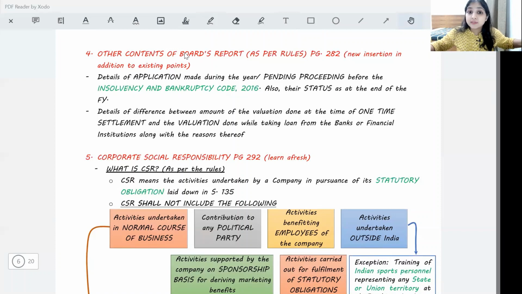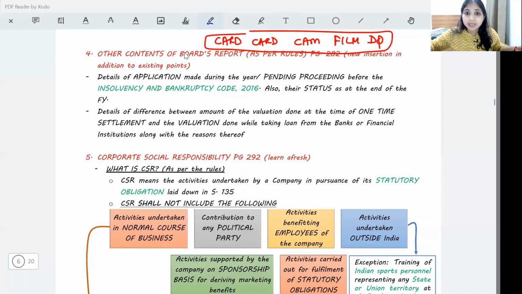For the points given in the Companies Act, do you remember the hint which I taught you? The hint was card, cam, film, DQ, right? So students who've learned law with me, do you remember we have learned this hint? On the basis of this hint, we learned the contents of board report as per the Companies Act. Similarly, we also learned some more contents of the board report as per the rules.